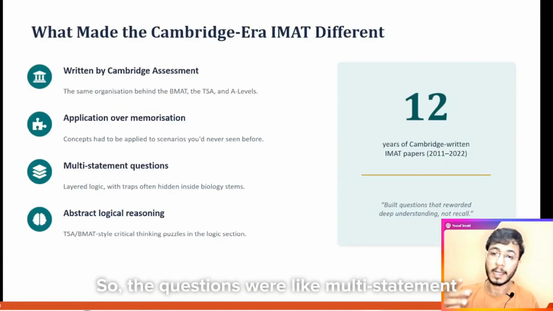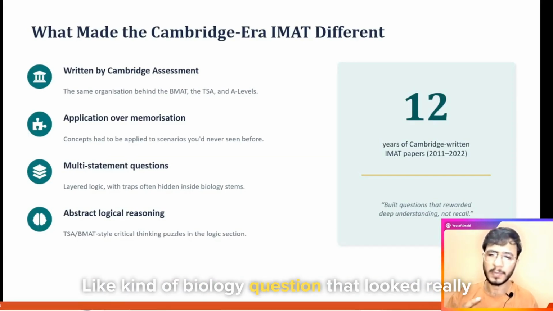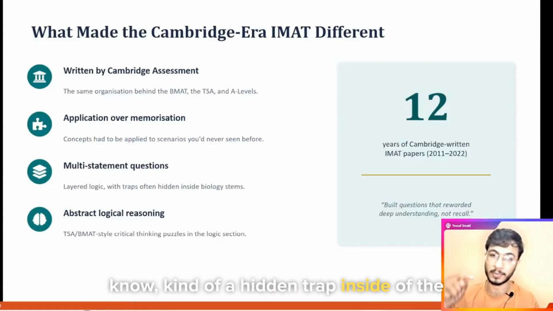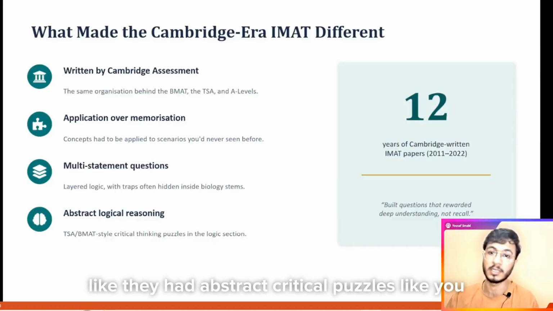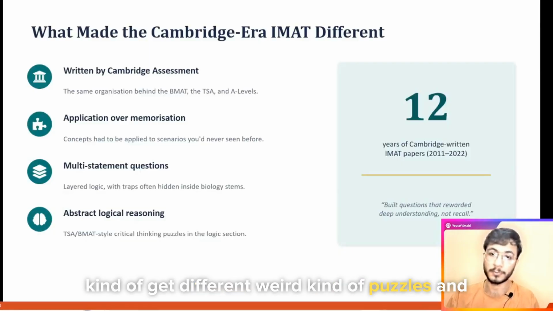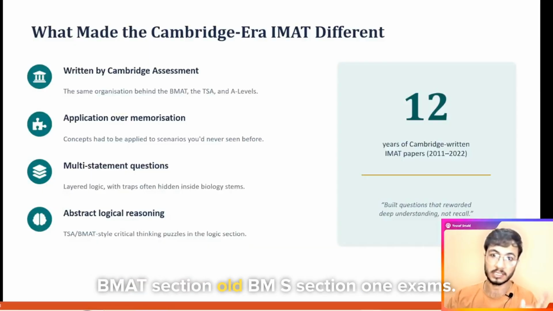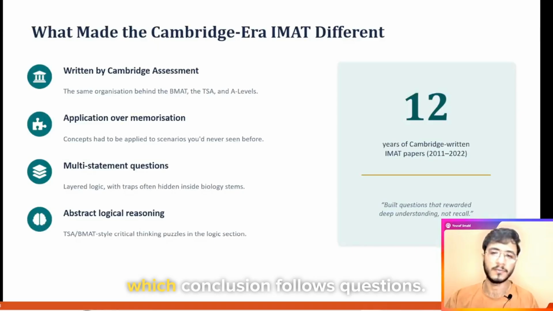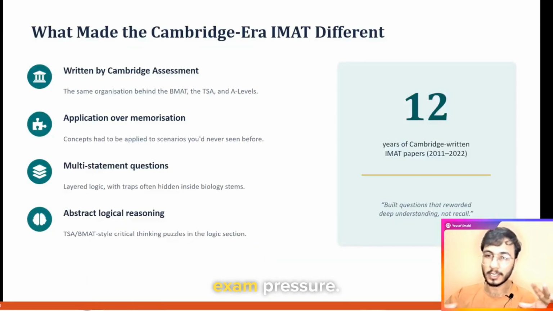So the questions were multi-statement questions. They had a layered logic, right? A biology question that looked really simple on the surface had a hidden trap inside the question. And if we talk about the logic section in particular, it was genuinely hard, to be honest. They had abstract critical puzzles, different weird puzzles, similar to what you see in your TSA or old BMAT Section 1 exams. So there weren't your standard which-conclusion-follows questions. They required real reasoning even under exam pressure.